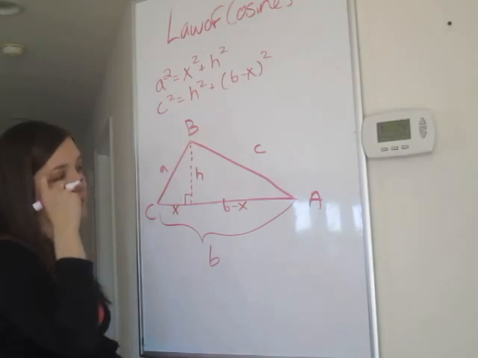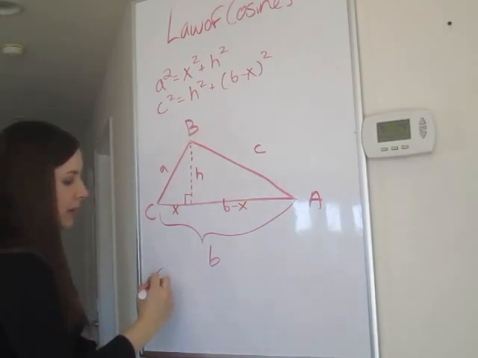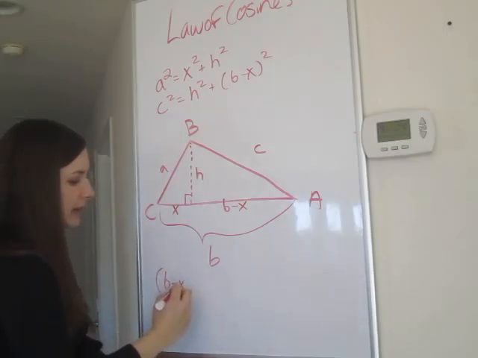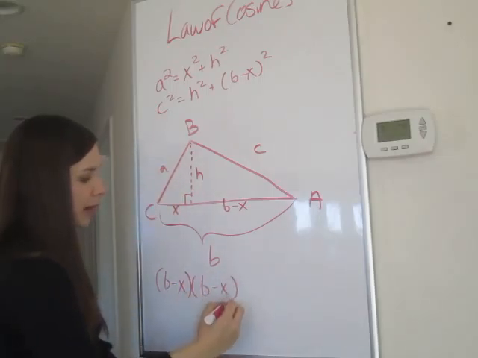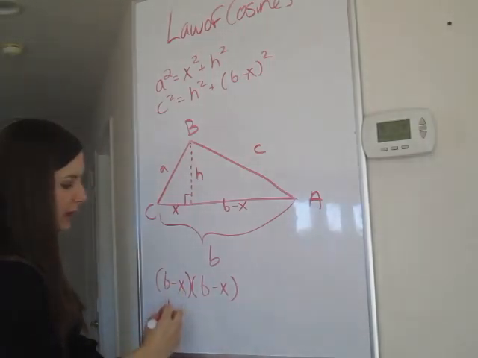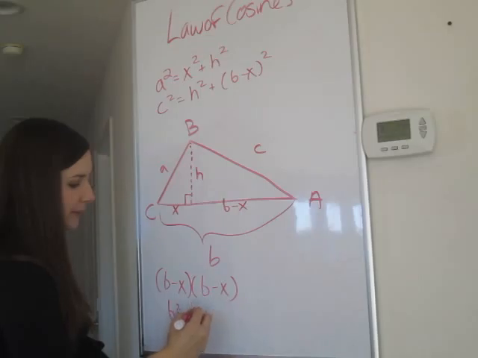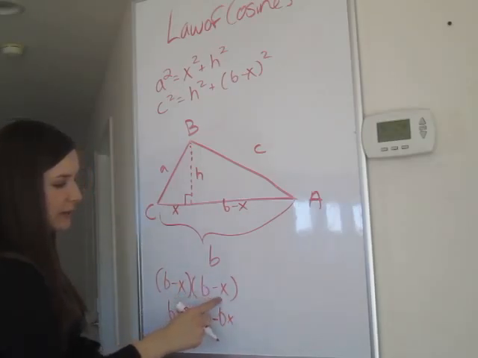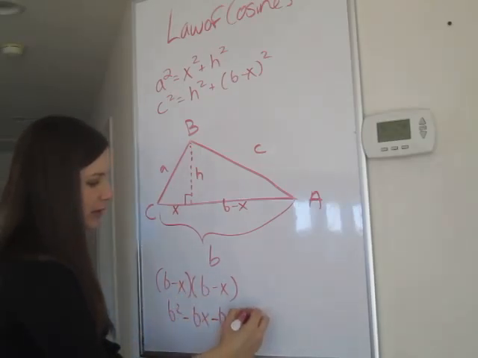I'm going to deal with this little piece down here for a second. If we have b minus x squared, it's that quantity times itself, so we can use the distributive property. This times this will be b squared. B times negative x will be negative bx. Negative x times b will be another negative bx. And negative x times negative x will be positive x squared.